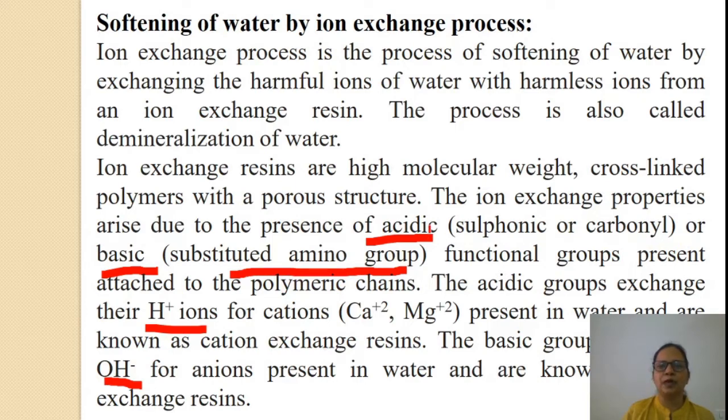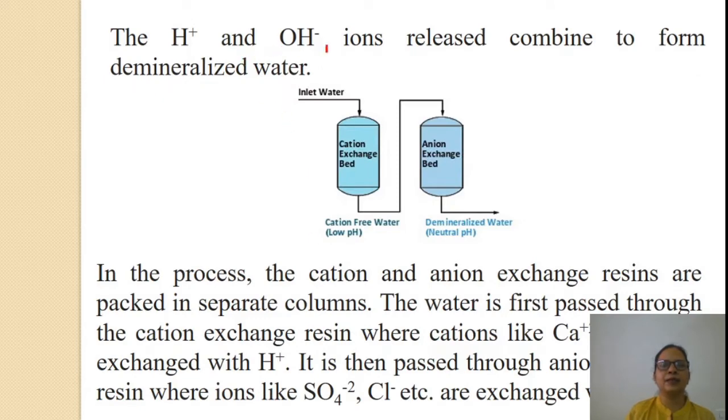These acidic groups are capable of exchanging their H plus ions with calcium or magnesium ions of water, and are called cation exchange resins. Basic groups are capable of exchanging their OH minus ions with the chloride or sulfate ions of water and are known as anion exchange resins. The H plus and OH minus ions released combine to form demineralized water.